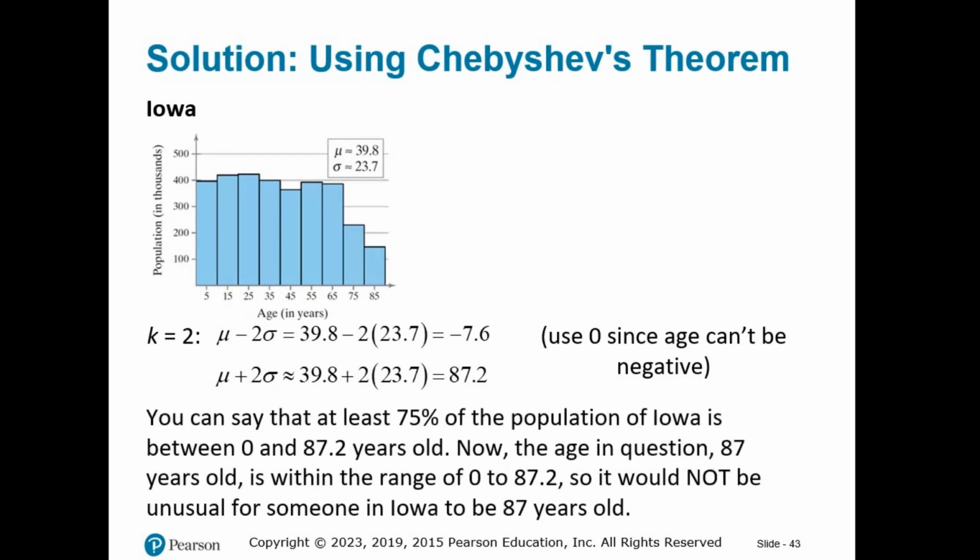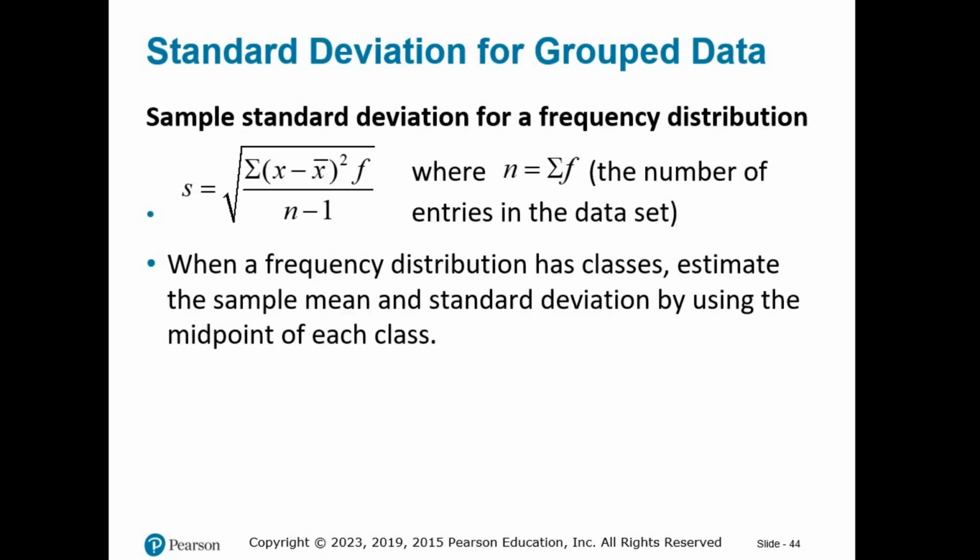So this tells us that at least 75% of the population lies within the range of 0 to 87.2 years old. Now the age in question, 87 years old, is within the range of 0 to 87.2, so it would not be unusual for someone to be 87 years old in Iowa.